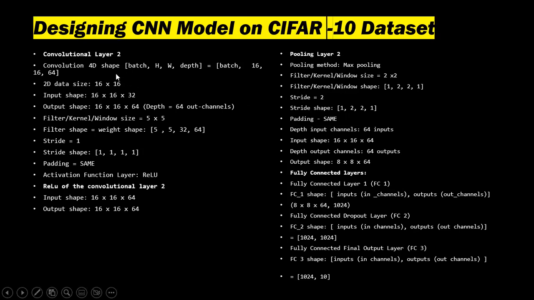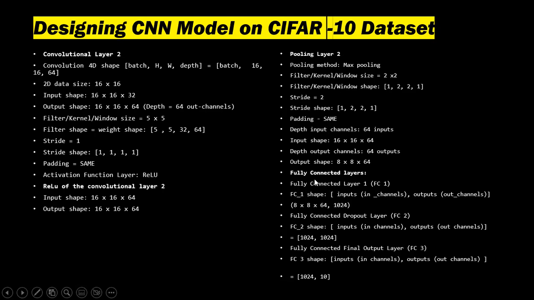So this is the design for convolutional layer 2. Here we can see the input shape depth as 32, and the depth of the output is 64. So the output nodes, or neurons, are doubled. The input shape is the same as the output of convolutional layer 1, and the output shape also stays the same in the ReLU layer. Then the same max pooling for pooling layer 2.